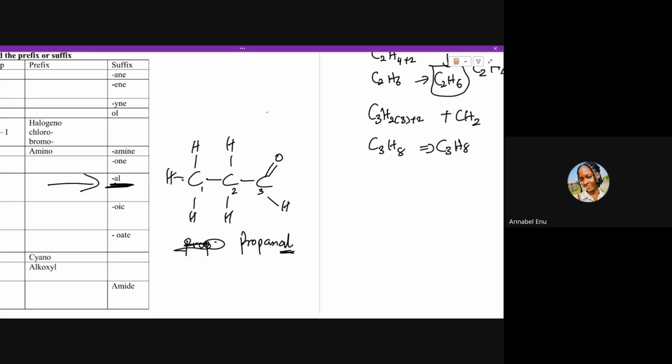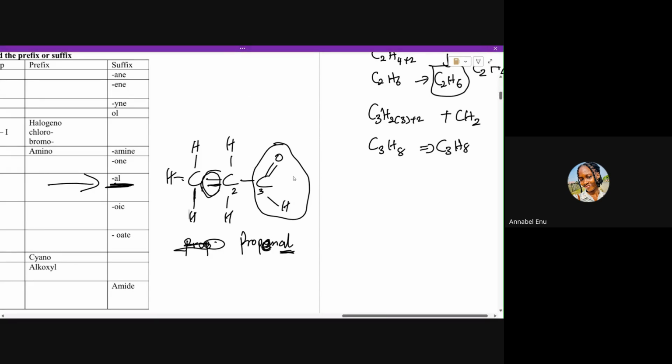Now, what if we have a double bond in this structure? It is now going to be a propenal, because we are identifying two functional groups here that can go together: the functional group of the alkanal and the functional group of the alkene. Are you there? So this will now be a propenal.